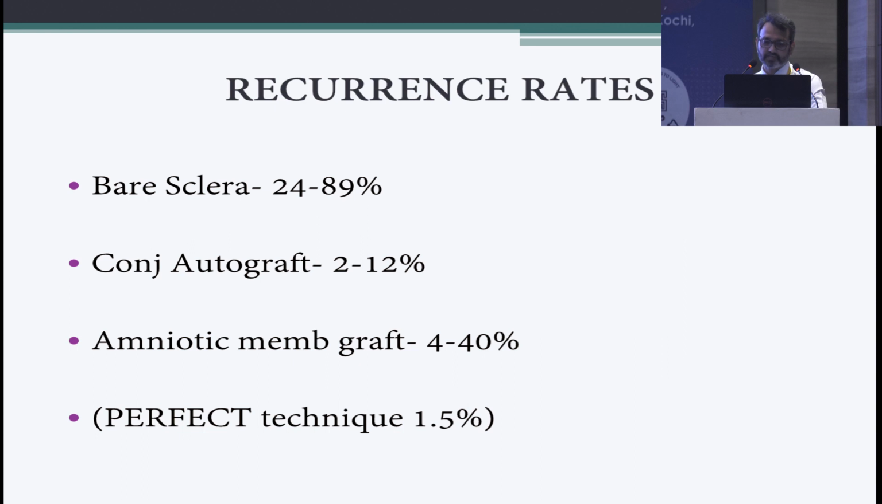Recurrence rate with bare sclera touches the roof actually, 24 to 89% in different studies, conjunctival autograft 2 to 12%. Amniotic membrane graft has also been used instead of conjunctival autograft, and the reported recurrence was again 4 to 40% in different studies. There is a technique, the perfect technique, I will be talking about it, which has significantly reduced the recurrence rate to around 1.5%.